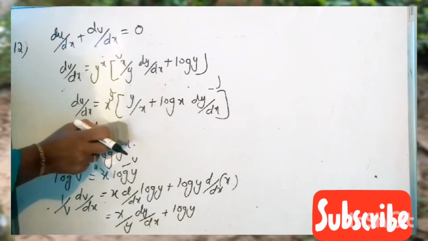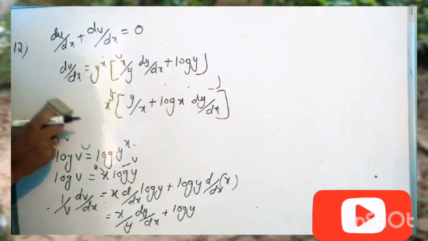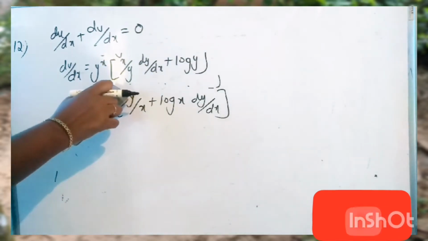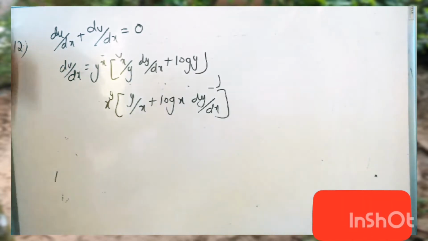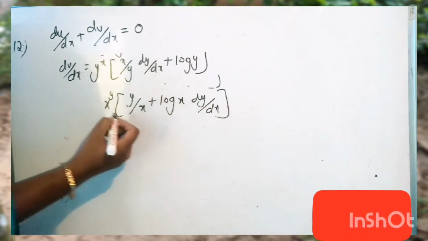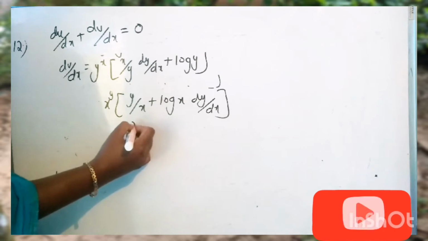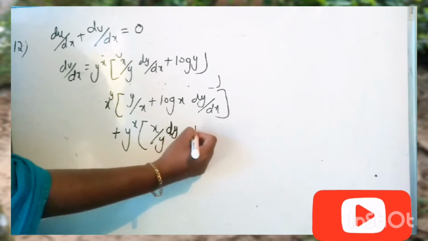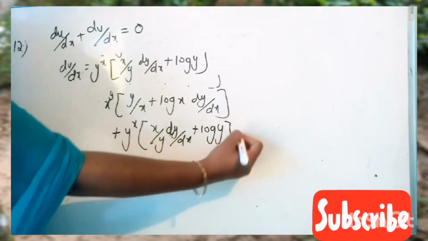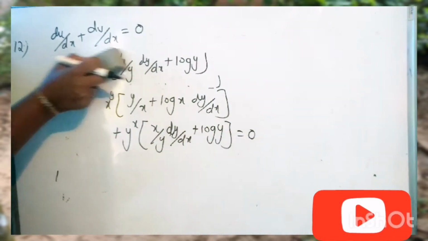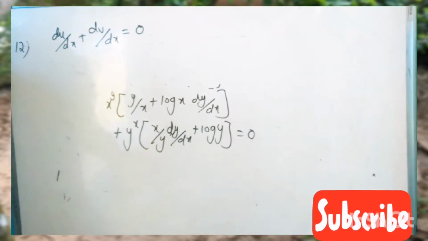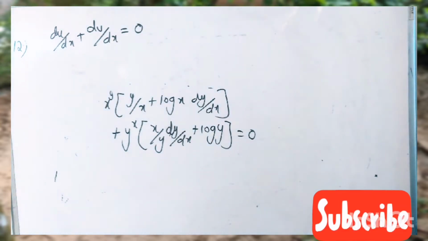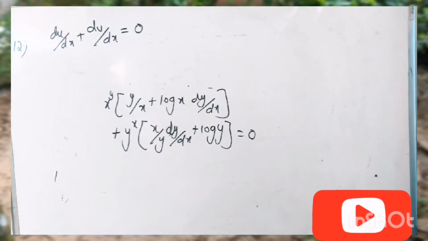Then we will get x raised to y into y by x plus log x into dy by dx plus y raised to x into x by y into dy by dx plus log y is equal to 0. Okay, this is our du by dx plus dv by dx. Now actually we need to find out the value of dy by dx.